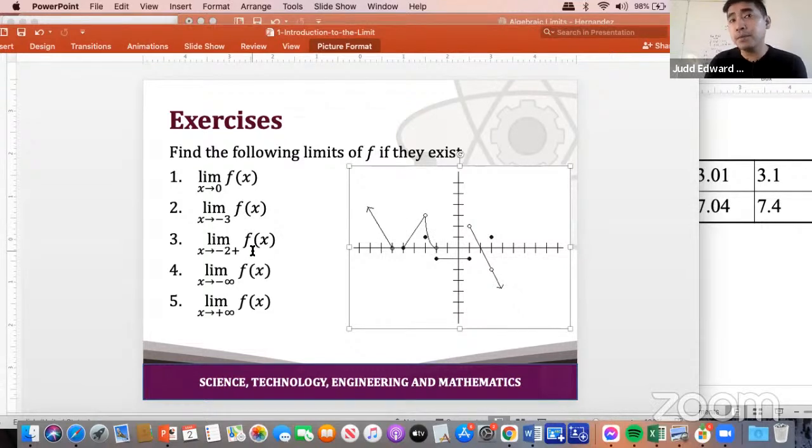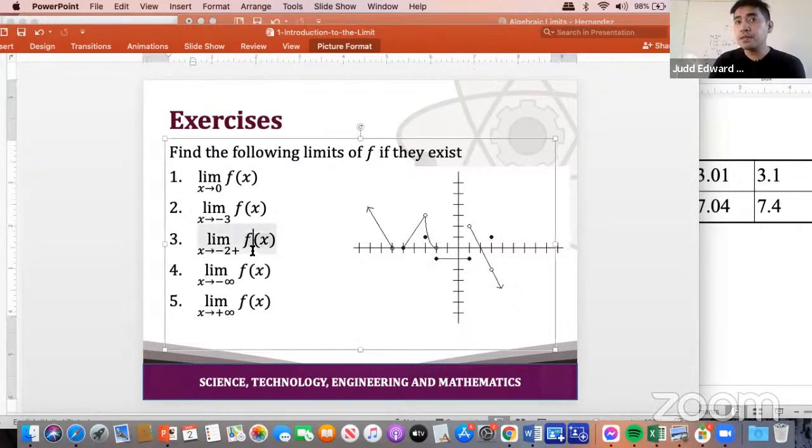Okay, for number 3, the limit of f of x as x approaches -2 from the right. From the right. Look at this, guys. Sabi -2. Dalawa yung graph na nakay -2. Isang nasa kaliwa at isang nasa kanan. But, what side are we going to consider? Ano yung side na i-consider dapat natin? Kanan po. Yung nasa kanan.